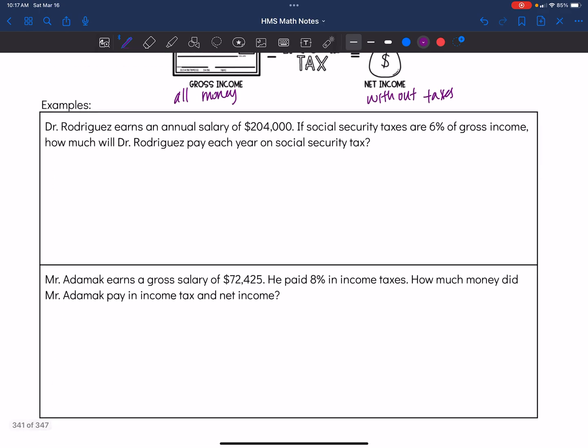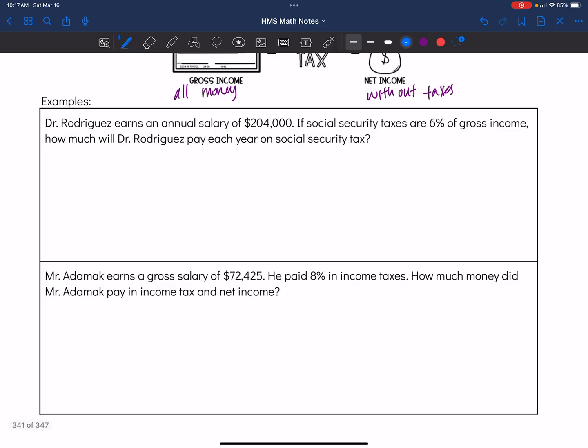Okay. Examples. Dr. Rodriguez earns an annual salary of $204,000. If Social Security taxes are 6% of the gross income, which is that $204,000, how much will Dr. Rodriguez pay each year on tax alone? So I'm just finding the tax. That's what the question is asking me to find, so I don't need to add or subtract when I'm done. I am just setting up a proportion, cross multiplying, dividing, and finding the amount of taxes being taken out.